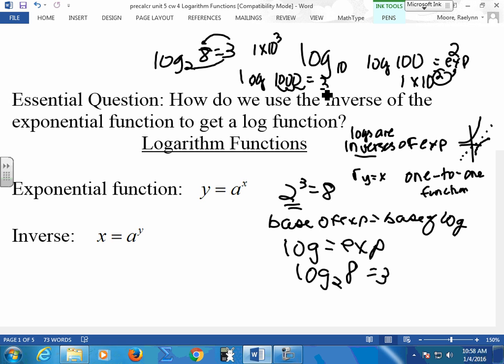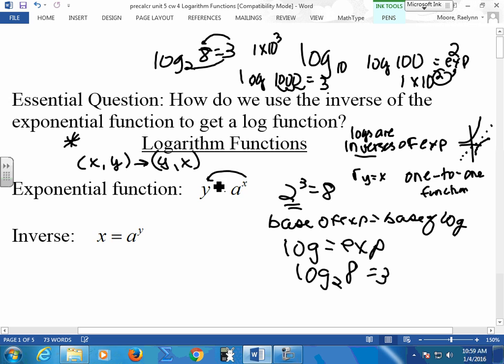Okay? So flipping back and forth, we have to remember to interchange the x and the y's. This is very, very important because a true inverse is a reflection over the y equals x line. So if we took this and we want to flip this to a log, we interchange the x and the y first. And then you can use your log equals exponent rule, whichever one you want to get to that.